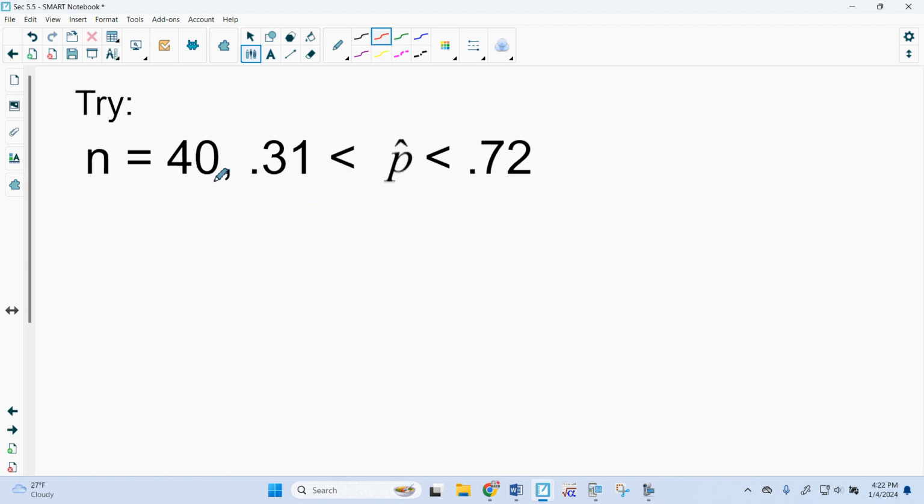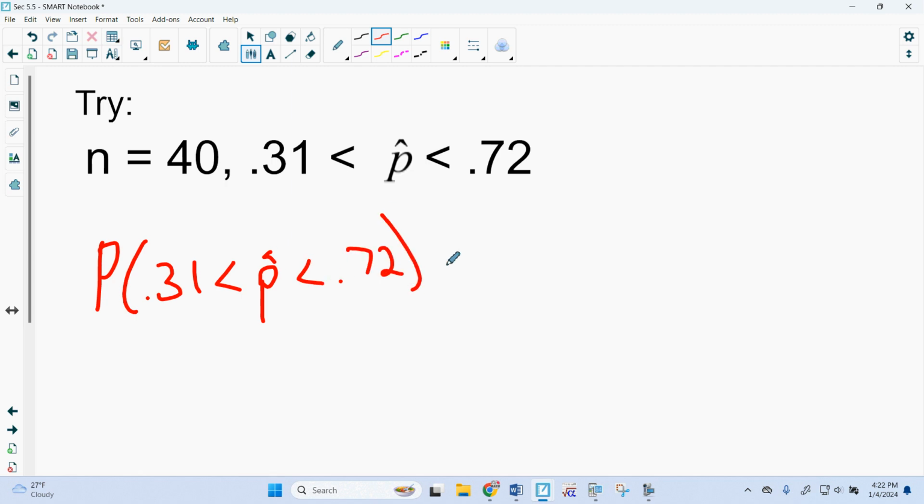So your n is 40, and you want to find what's the probability that p hat is between 0.31 and 0.72, and then we want to convert this to an x. So if you want to pause the video here for a second and try this one, and then we will come back.